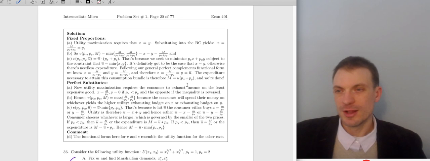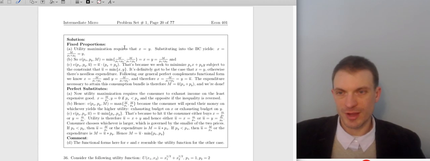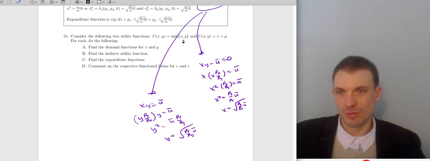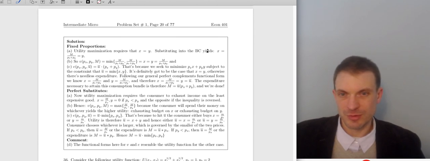All right, so utility maximization for fixed proportions, for perfect complements, is going to require x is equal to y. That's just replacing the comma with an equal sign. That's the line through the corners. And then we'll plug that into the budget constraint. So I've done that. Substitute into the budget constraint.